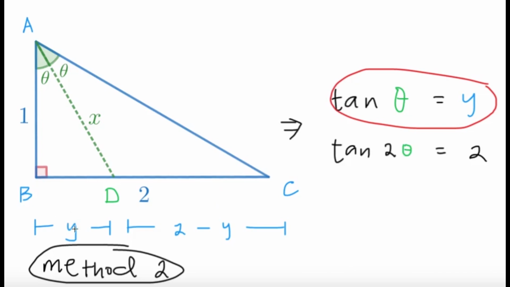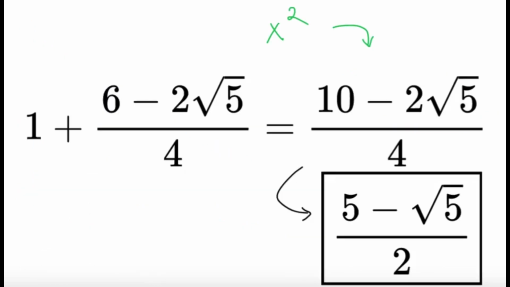I'll be using the value of y that I got and get x squared. So there we go. Nevertheless, even if you're going to use the angle bisector method or the trigonometric method, we will be getting the answer of x squared is 5 minus square root of 5 divided by 2. And this will be our final answer.